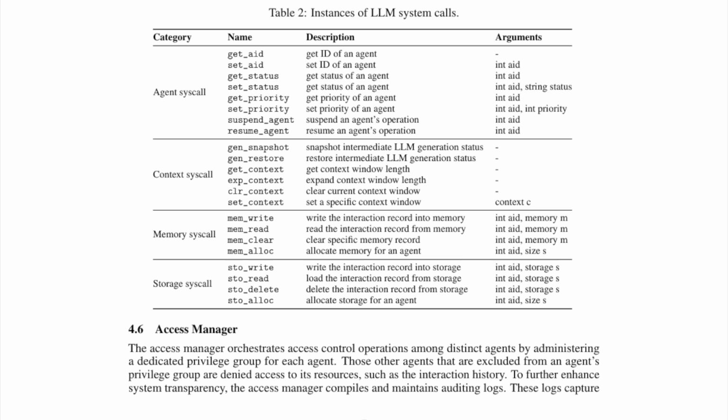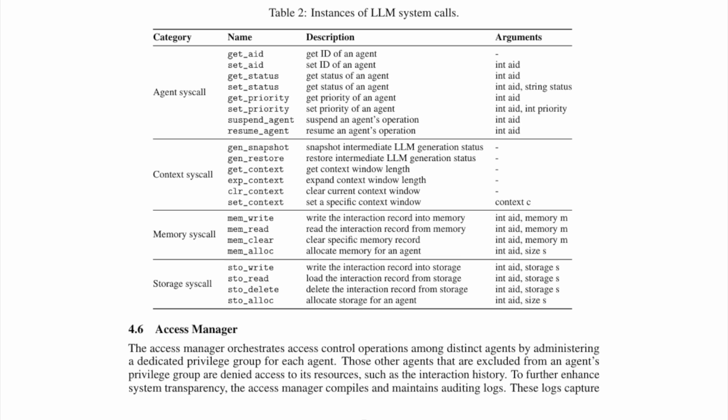Category: Agent syscall. Name: getPriority. Description: getPriority of an agent. Arguments included: int_aid. Category: Agent syscall. Name: setPriority. Description: setPriority of an agent. Arguments included: int_aid, int_priority. Category: Agent syscall. Name: suspend_agent. Description: suspend an agent's operation. Arguments included: int_aid. Category: Agent syscall. Name: resume_agent. Description: resume an agent's operation.